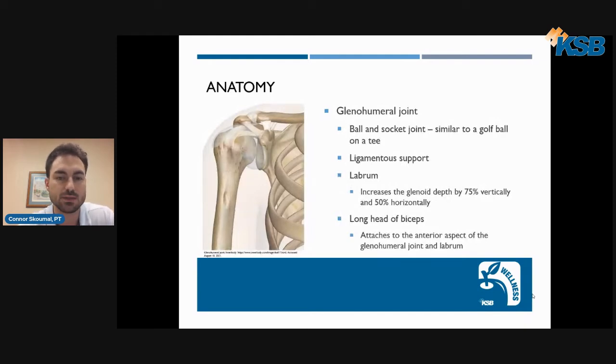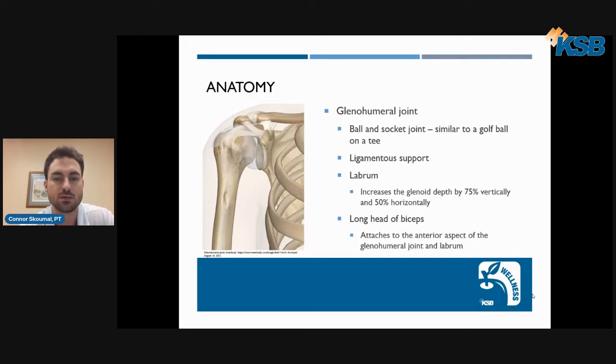Next, we'll talk about the anatomy. So first, the glenohumeral joint. That's the ball and socket joint that most of you know. It's similar to a golf ball on a tee. The golf ball is the humeral head of the humerus, and it sits in the glenoid of the shoulder. So there's not a lot of surface area there. It's a bigger ball sitting on a small little thing.